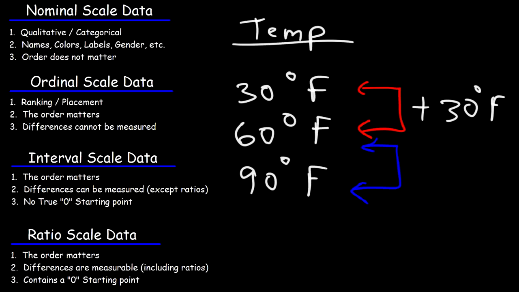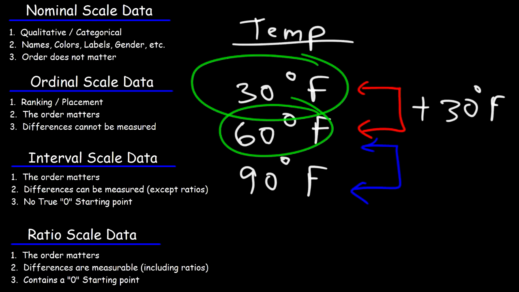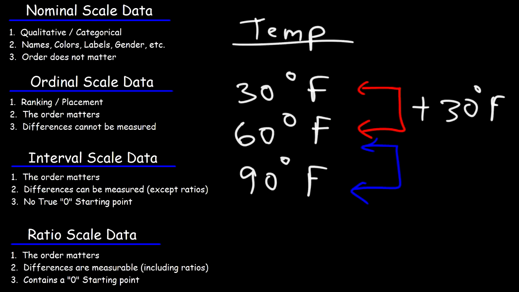However, you can't measure the ratios for this form of data. So what do we mean by that? 60 degrees is not 2 times as hot as 30. If you divide 60 by 30, you get 2. But a temperature of 60 degrees Fahrenheit doesn't mean that it's twice as hot as the temperature at 30 degrees Fahrenheit. It doesn't work that way. And so we can't really measure ratios with an interval scale form of data.